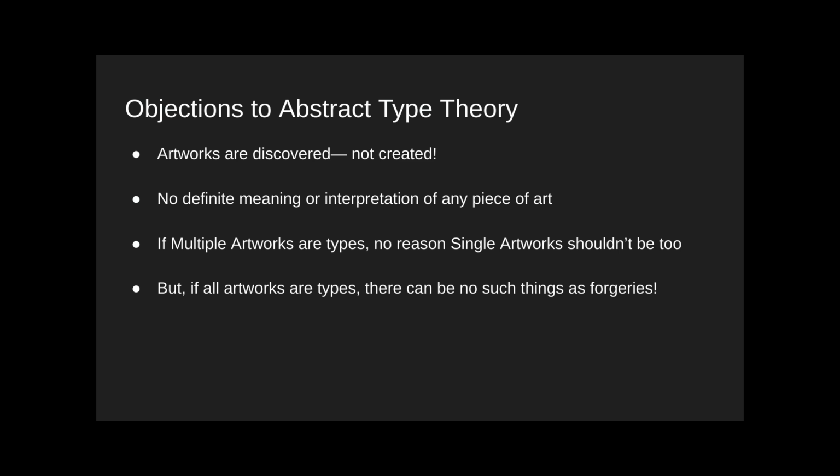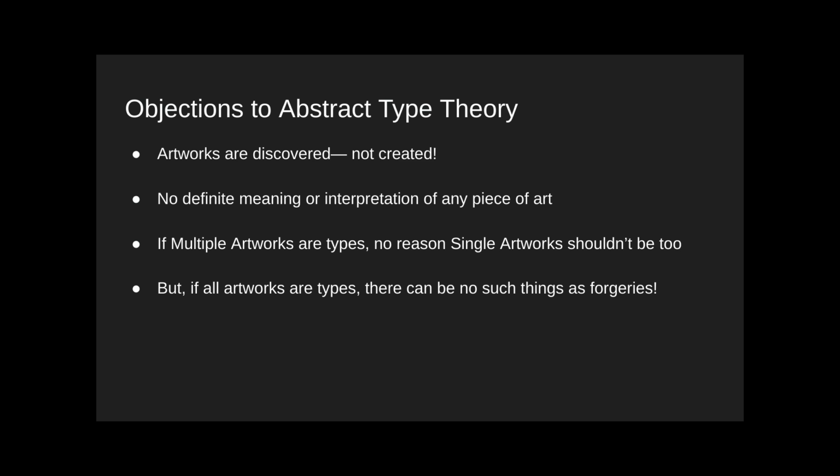And then the other really bizarre consequence is that if all artworks are types, then it doesn't seem like there can be any such thing as a forgery, where a forgery is somebody who makes a copy of a piece of art and tries to pass it off as the real thing. Well, if artworks are not physical objects, then there's no such thing as a physical object that just is the real thing.